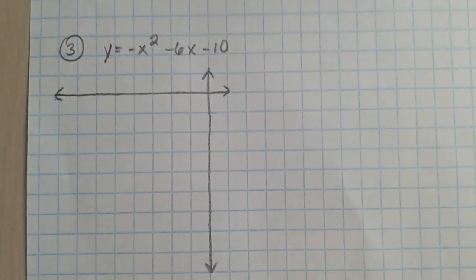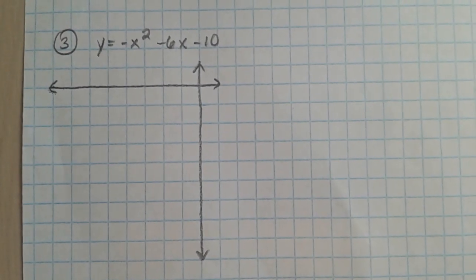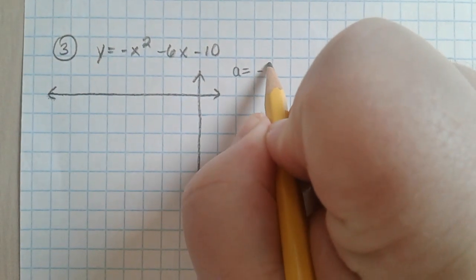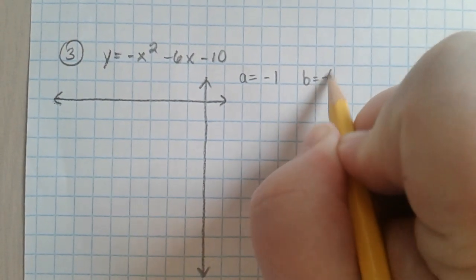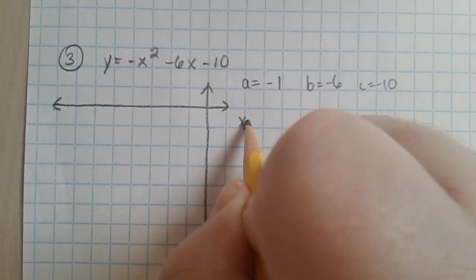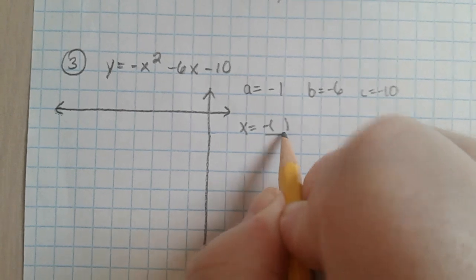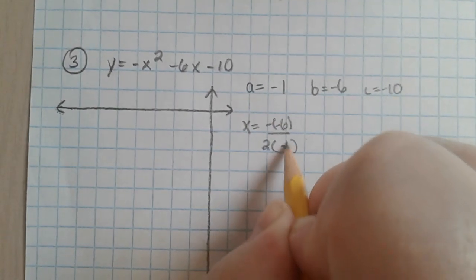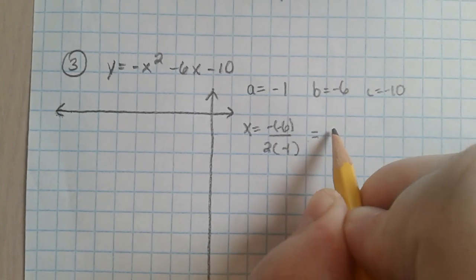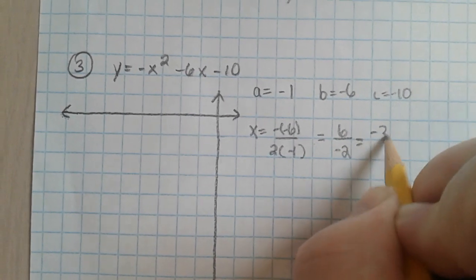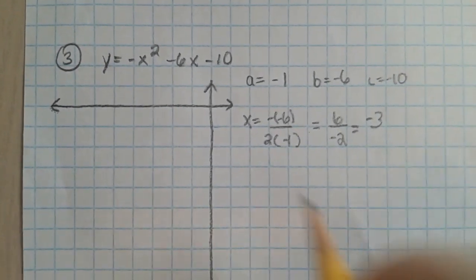Okay, here we've got number 3, y equals negative x squared minus 6x minus 10. So the first thing I want to do is identify the a, the b, and the c. x equals negative b over 2a. So b, and here goes my a value. So negative 6 is positive 6. 2 times negative 1 is negative 2. That gives me an x coordinate of negative 3.